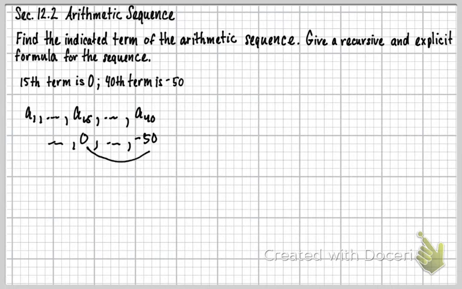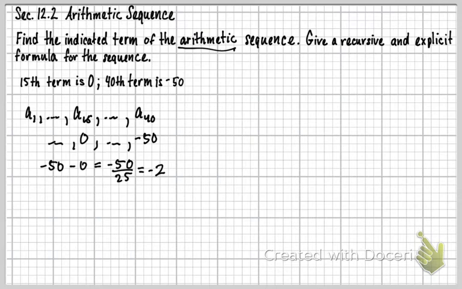So what I can do here is take negative 50 minus 0, so it's going to be negative 50. And then I can divide that by 25, because it's 25 terms to get to 40 from 15. So that would actually be negative 2. I'm just finding the difference from 0 to negative 50, and then dividing by 25, because there are 25 terms between 15 and 40. And it has to be the same each time because it's arithmetic. They have to be even for each of those. So it'd be negative 2 for my difference.